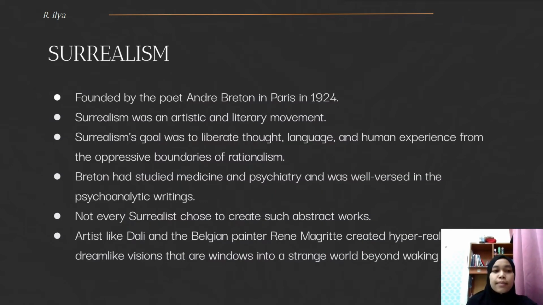So the next one is about the introduction of surrealism. Surrealism was founded by the poet André Breton in Paris in 1924. Surrealism was an artistic and literary movement. Surrealism's goal was to liberate thought, language, and human experience from the oppressive boundaries of rationalism. Breton had studied medicine and psychiatry and was well versed in psychoanalytic writings.